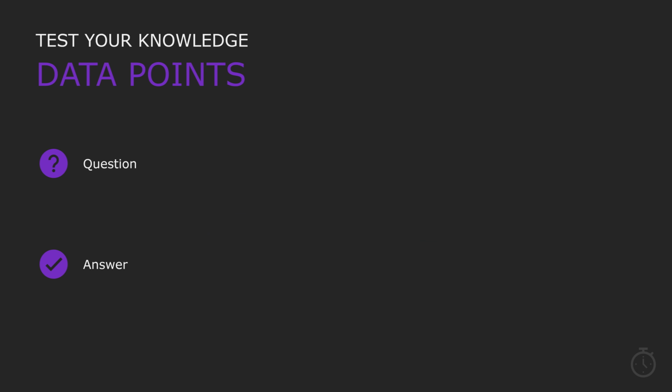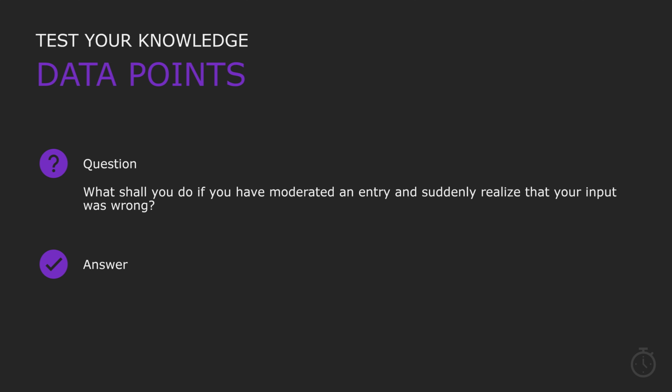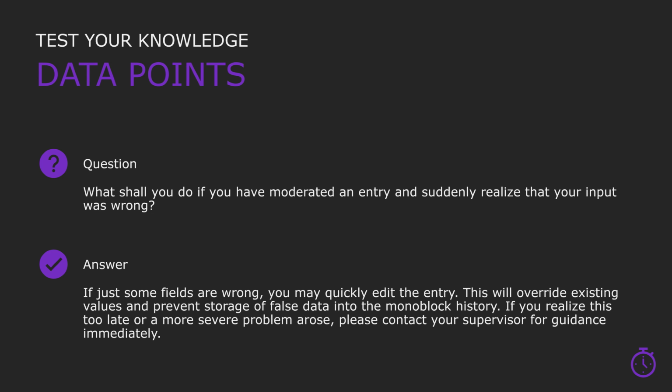Vulnerability moderation is not an easy task. Occasionally a mistake might happen. What shall you do if your moderation appears to be wrong? If you realize this quickly, you shall edit the affected entry to overwrite the false data without such being stored in the entry's history. If you realize the problem too late or it is more severe, you must contact your supervisor to solve the problem. Approaching wrong data should happen as soon as possible to prevent propagation of such to our customers. The high level of quality is an important aspect of our services.